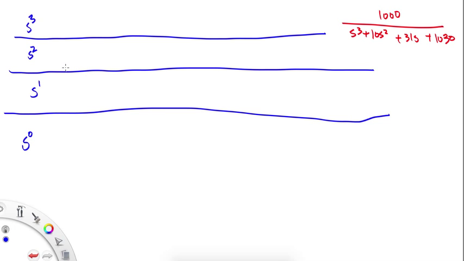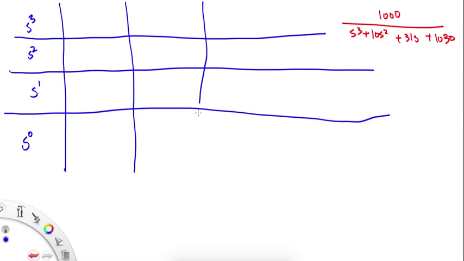Key to remember is if you go up to the power of 3, so you go s^3, s^2, s^1, basically the number of columns is equal to the number of rows minus 1. So how many rows do we have here? 1, 2, 3, 4. So the number of columns will be 1, 2, and 3. Okay, so the number of columns is the number of rows minus 1.